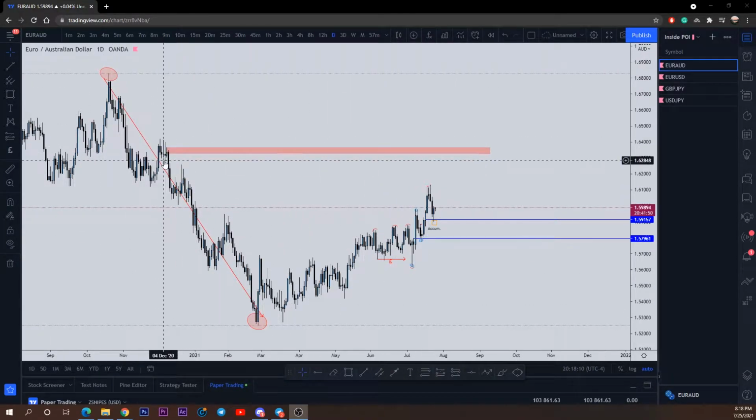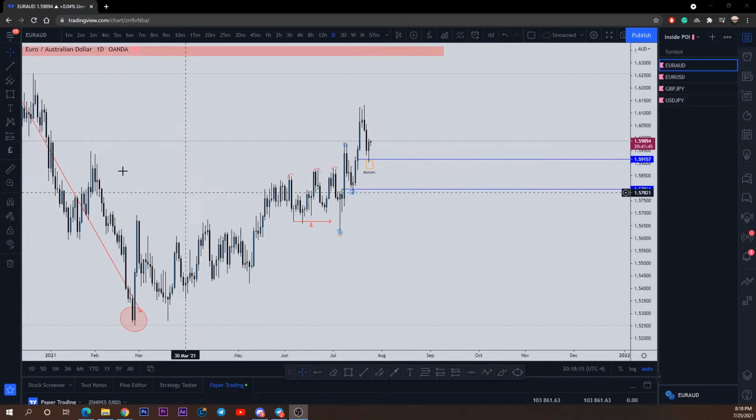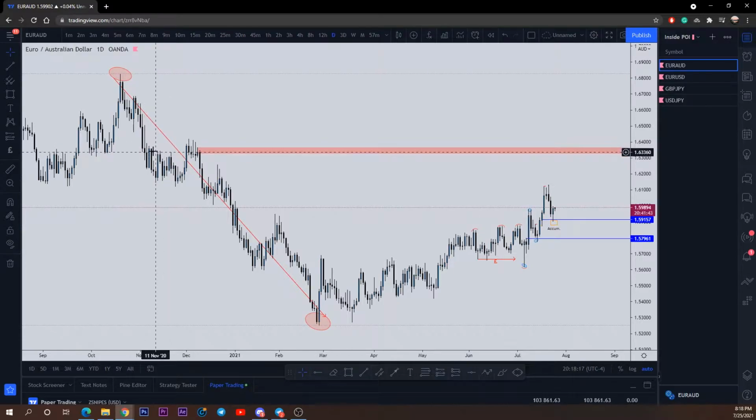Okay. Now we have this demand over here that's never been touched. And why is this demand? Because we took out all this liquidity. I can tell all this liquidity here on these highs, and then we swept it out. It looks like a redistro, and we came down. But the fact is, this area has never been touched. We have imbalance here as well.